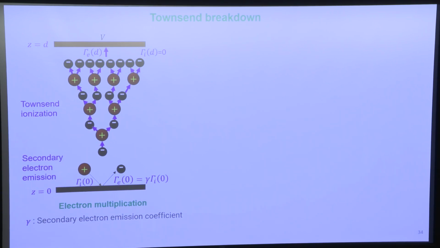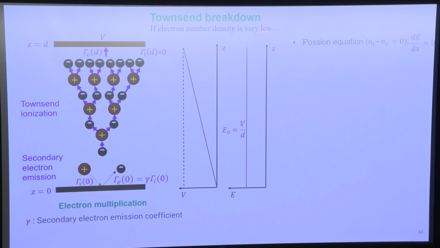There are 2 different mechanisms. If the electron number density is really, really low, meaning the ion density is very low, then the voltage is pretty much linearly dependent. In the Poisson equation, the right-hand side is 0. If the second derivative equals 0, that means the voltage is linear, right? It's easy. With linear voltage, the electric field is constant. See what I'm saying? So now we try to understand what it means. The Poisson equation is almost this.